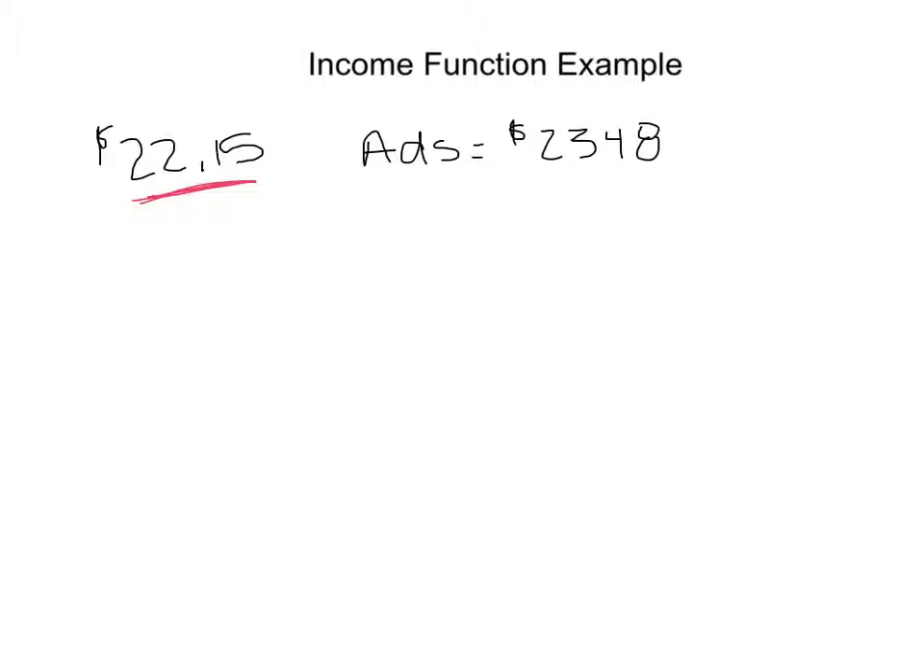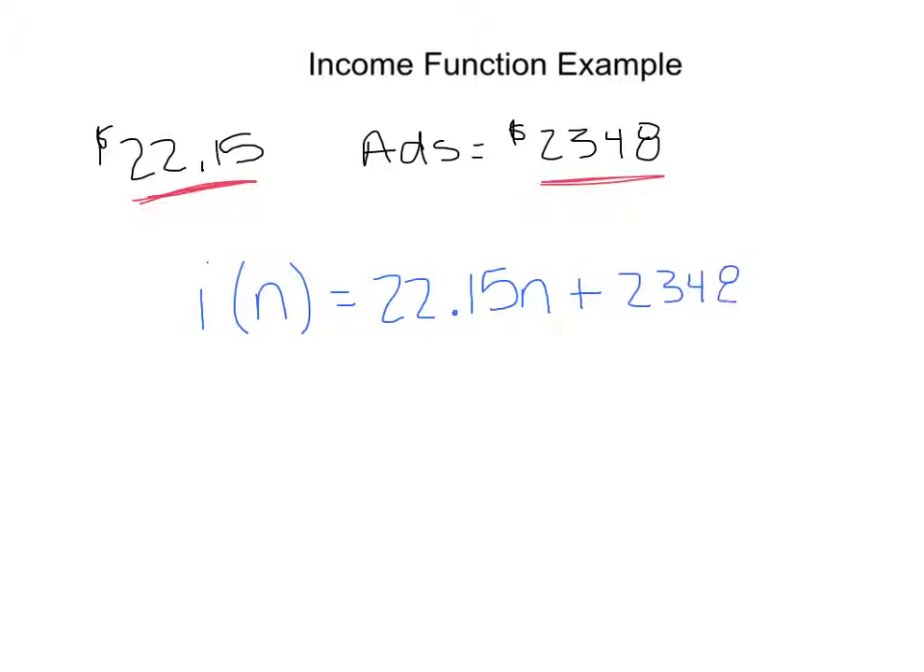So if we're going to write an income function, we're going to write I of n, where n is the number of jeans that I'm going to sell, equals $22.15 for each pair of jeans, which means we'll have 22.15n. We're also going to get some more income. Remember that income that we get from ads? That's just a one-time income. It doesn't matter how many pairs of jeans we sell. So in this case, we're just going to add 2,348. And that's it. That's our income function. So if we were to sell a certain amount of jeans, we could figure out how much income we get.